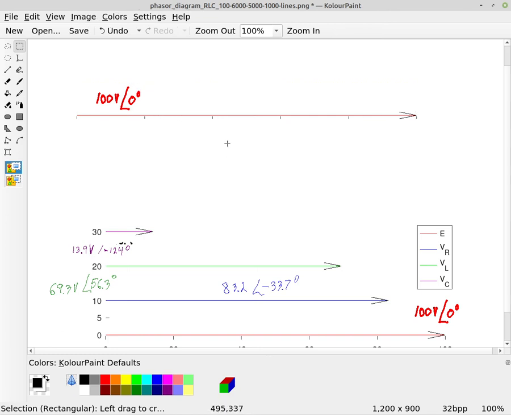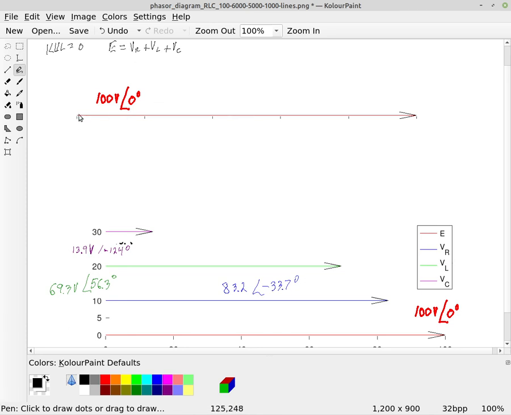And so what we're going to do is we're going to do KVL. And so remember, KVL says that the sum of the voltages must equal 0. So that means that E must equal VR plus VL plus VC. Okay, so the sum of the voltage drops across the loop.